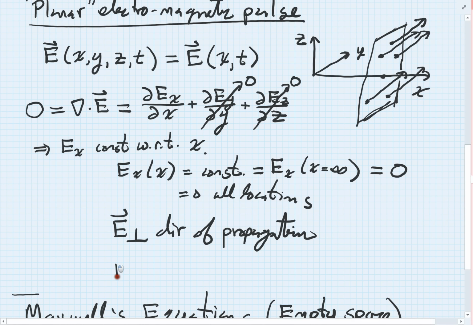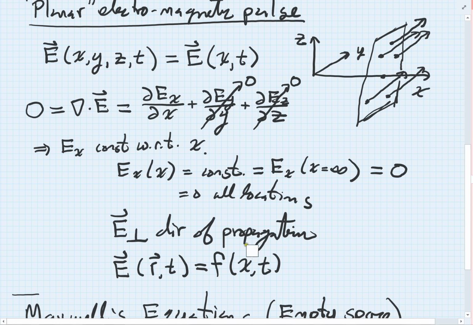So what I'm saying now is that this electric field, which in general depends upon any location x, y, and z, or I can gather them into a vector r, and time t, is going to have this very specific form: it is going to be some function of x and t only. It's not going to depend on y or z, as we've already said.